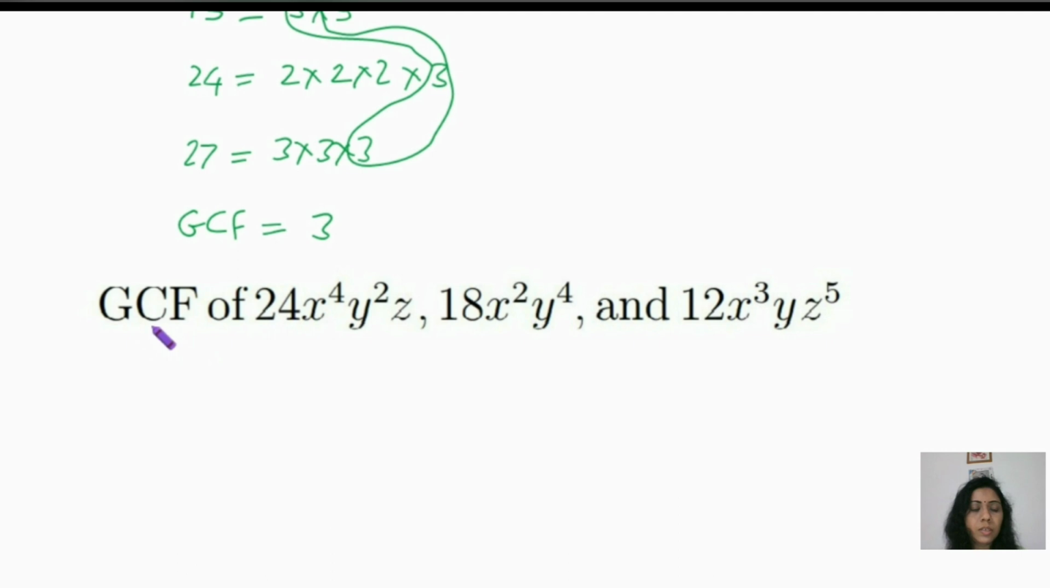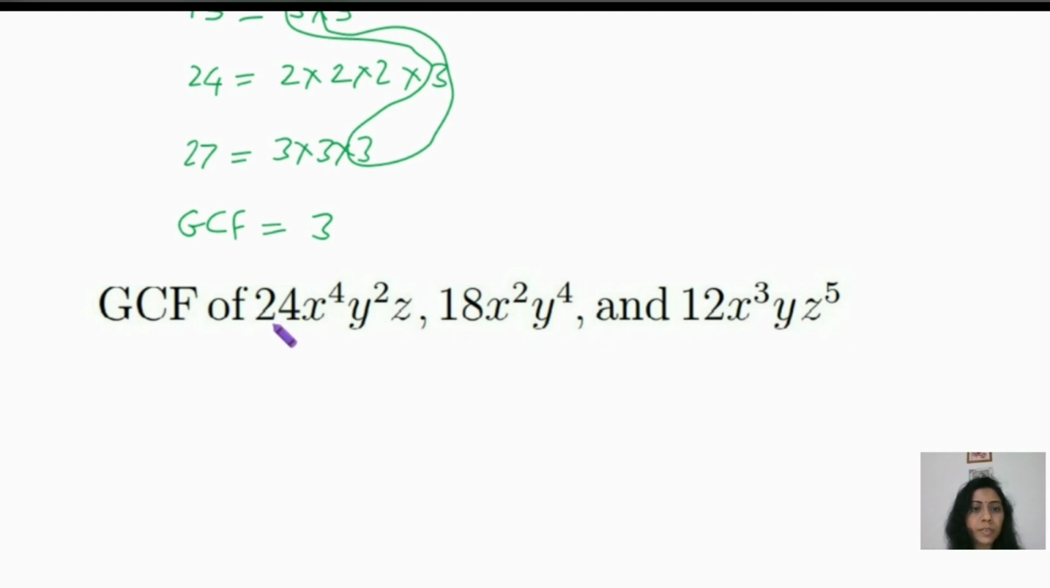Here is another question. Find the greatest common factor of 24x^4y^2z, 18x^2y^4, and 12x^3yz^5. In this question there are variables also. So first take the greatest common factor of the numbers, and then for the variables use the lowest exponent.